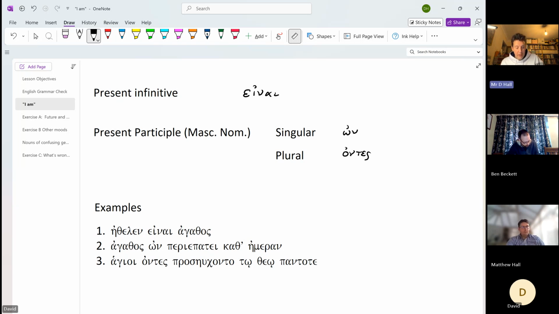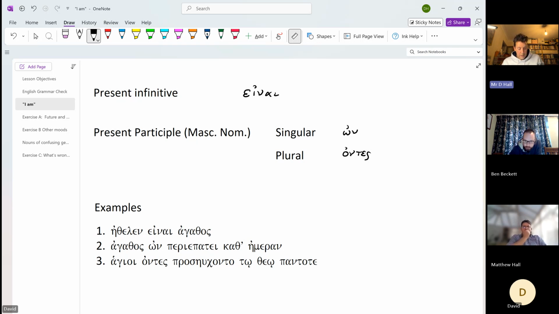So the infinitive means to be. The present participle is being. That's the idea there, being in the singular or in the plural. So just a couple of examples, just so that we can kind of use those. If you remember, the infinitive often comes after certain verbs, like I wish to be, it's necessary to be. We looked at that in the Greek, and you find that there are certain verbs that then follow with an infinitive.